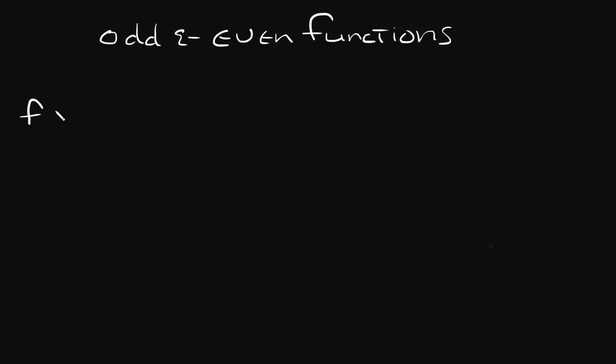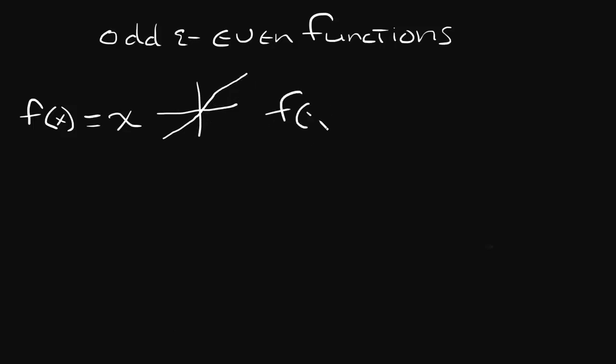If your function f of x is just plain old x, it's going to look like this. It's going to be a diagonal line soaring upwards into the first quadrant. If your f of x is negative x, it's going to look like this. It's going to be a diagonal line descending into the fourth quadrant.